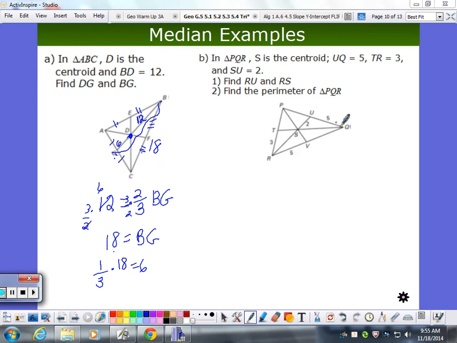Let's look at PQR. S is a centroid, meaning you've got medians. UQ, now it's this one, right? Look at it. Oh, it's tiny. UQ is, oh, there it is. 5. That's this guy. Yeah, TR is 3, and SU is 2. So we want to find RU, which is this one, and we also want to find RS.